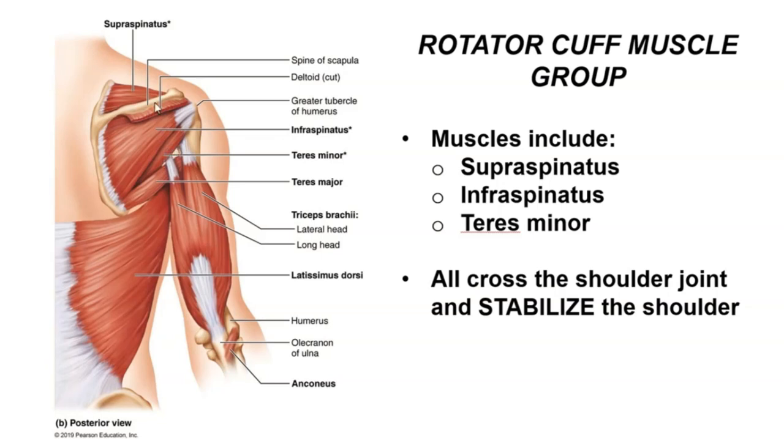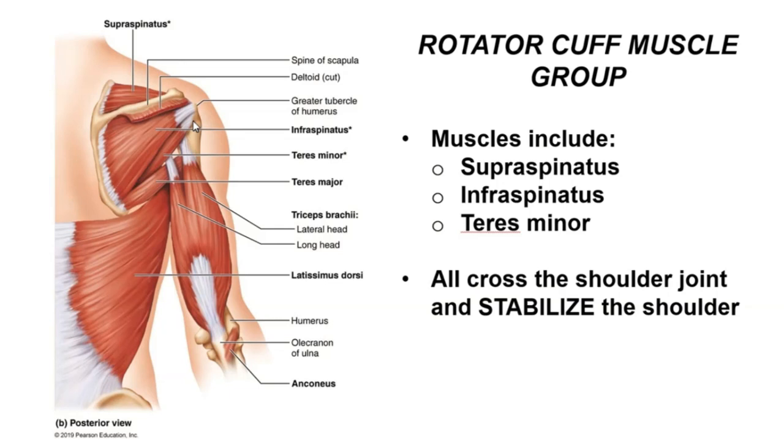The supraspinatus is named because it's superior to the spine of the scapula. The infraspinatus is named because it is inferior to the spine of the scapula. You can see the spine of the scapula is this ridge of bone right here. And the teres minor is a thin muscle that's inferior to the infraspinatus. All of these muscles cross the shoulder joint and insert on the humerus. So when they contract, the humerus is what's going to be doing the moving.